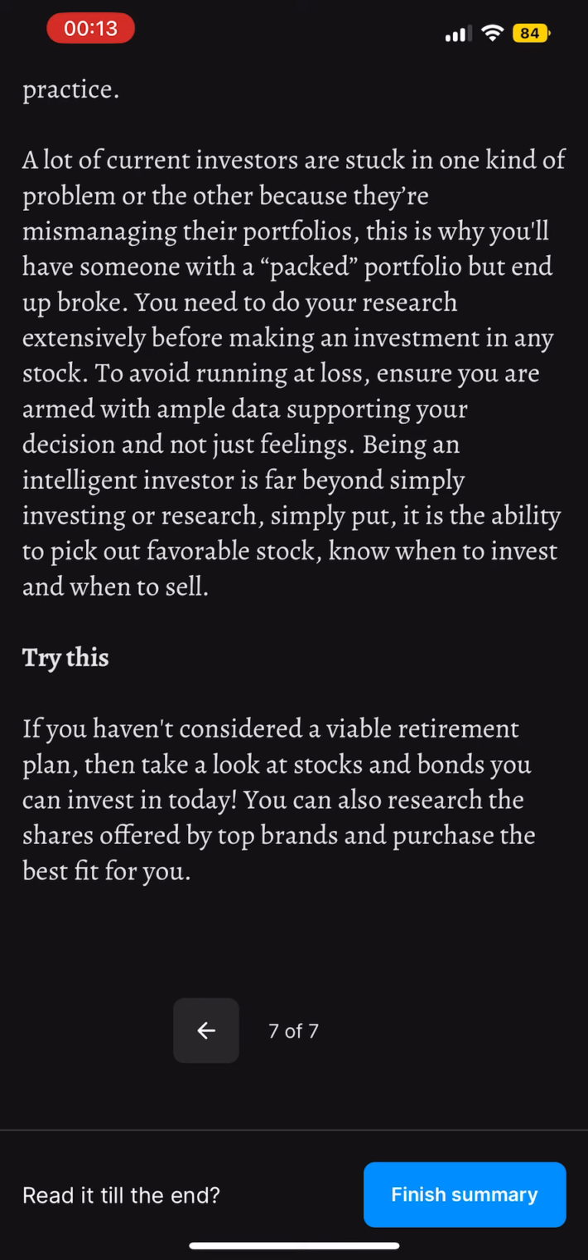Being an intelligent investor is far beyond simply investing or research. Simply put, it is the ability to pick out favorable stock, know when to invest and when to sell. Try this. If you haven't considered a viable retirement plan, then take a look at stocks and bonds you can invest in today. You can also research the shares offered by top brands and purchase the best fit for you.